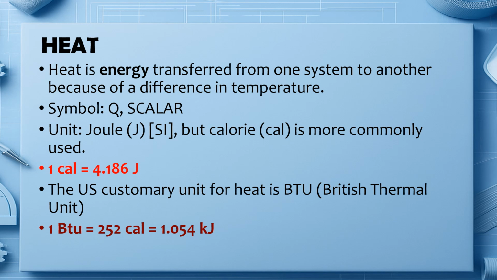The conversion for 1 calorie is 4.186 joules. The US customary unit for heat is BTU, or British Thermal Unit, which is equal to 252 calories or 1.054 kilojoules. Sometimes you can find these conversions in your calculator, so it depends on how advanced your calculator is.